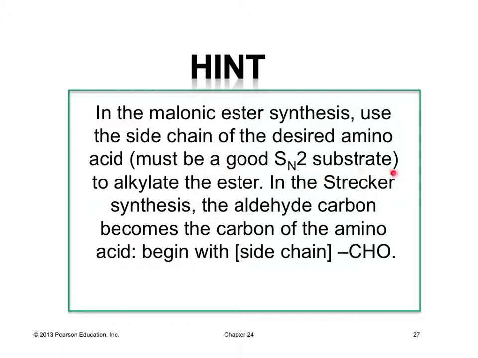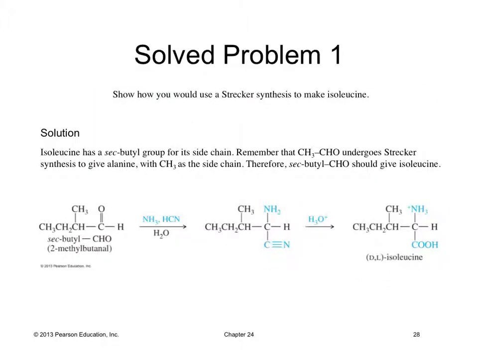That must be a good SN2 substrate to alkylate the ester. In the Strecker synthesis, the aldehyde carbon becomes the alpha carbon of the amino acid, so you begin with a side chain that has the aldehyde attached to it. So here's a problem. Show how you would use Strecker synthesis to make isoleucine.